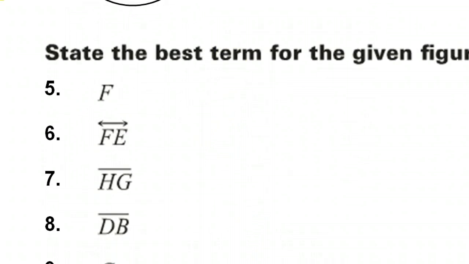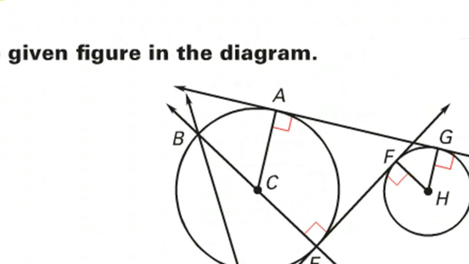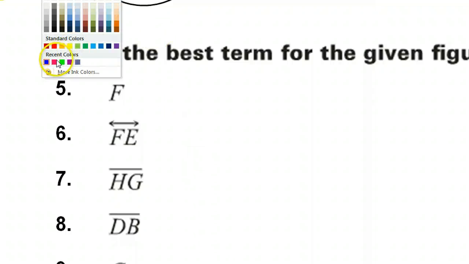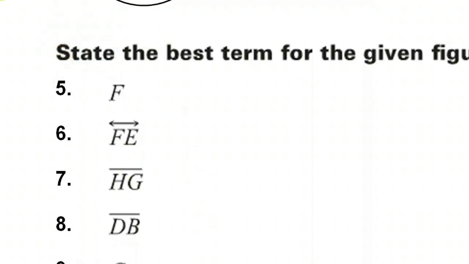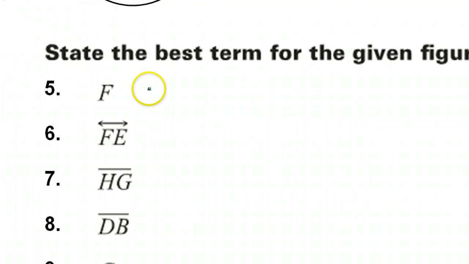State the best term for the given figure in the diagram. Wow, that looks very complicated. Point F. Let's look and find point F. It's not the center. Point F is right here. Now you see this is a tangent line, so point F would be a point of tangency.